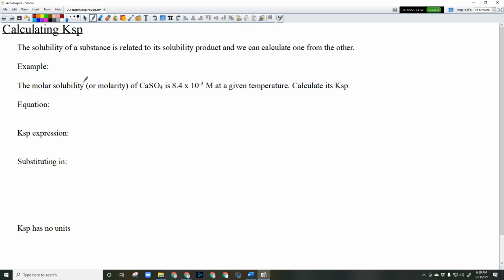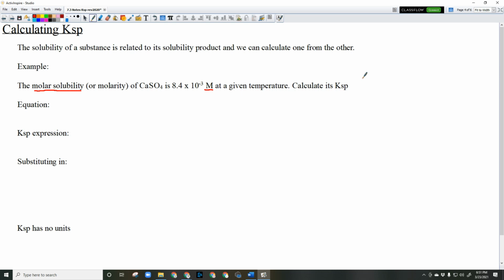The solubility of a substance is related to its solubility product, and we can calculate one from the other. So for this first example, we have calcium sulfate and the molar solubility. Now you're going to see this word molar solubility, and don't let that throw you, because see here, it's expressed with M. That's molarity. So molar solubility, that term that they use, means molarity. So if you see that molar solubility, don't let that throw you. It just means molarity. All right, so CaSO4, the molar solubility or molarity of calcium sulfate is 8.4 times 10 to the negative 3 moles at a certain given temperature.